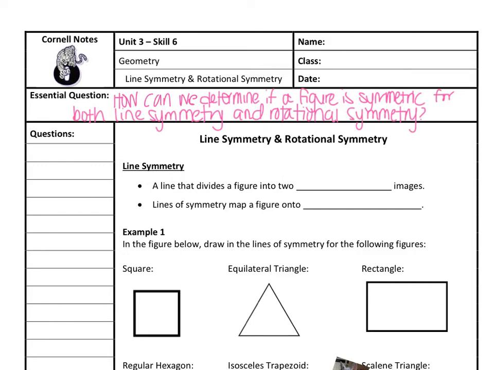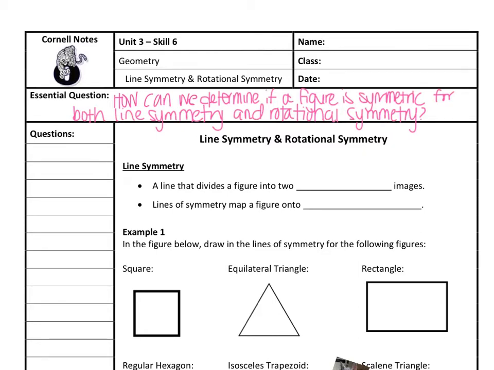We're taking a look at Unit 3, Skill 6, and we are talking about line symmetry and rotational symmetry. And so our first topic is line symmetry. Your essential question says, how can we determine if a figure is symmetric for both line symmetry and rotational symmetry?